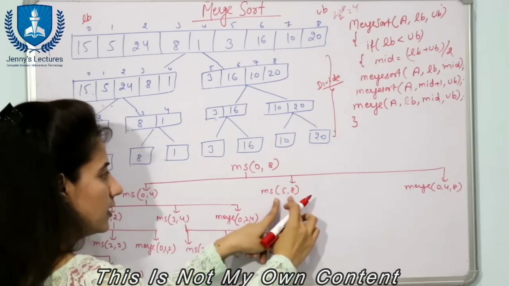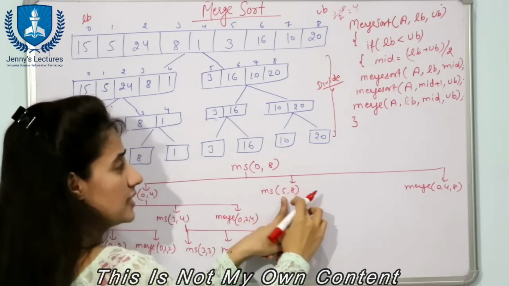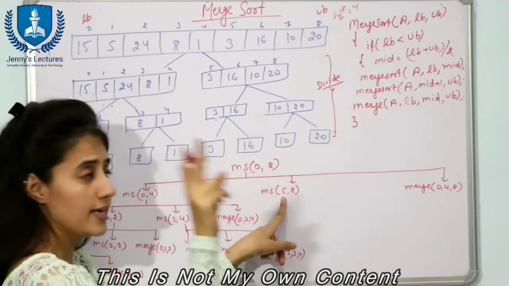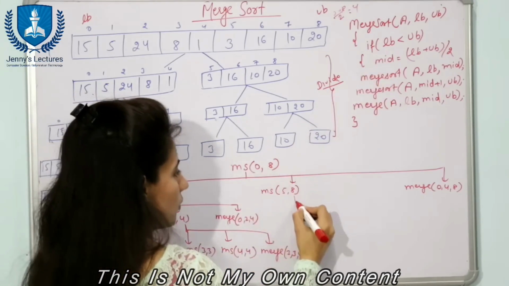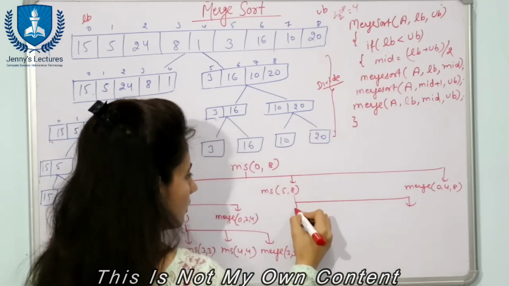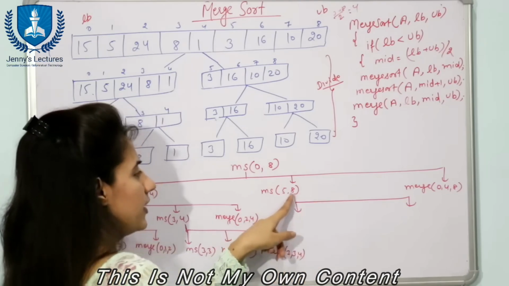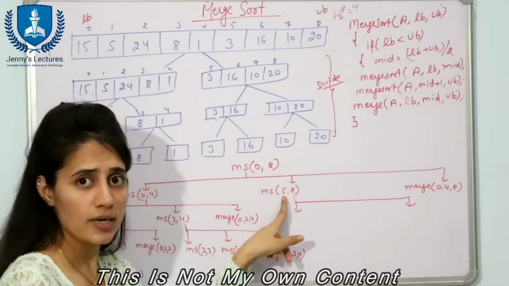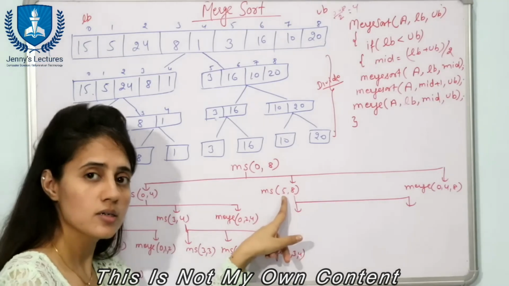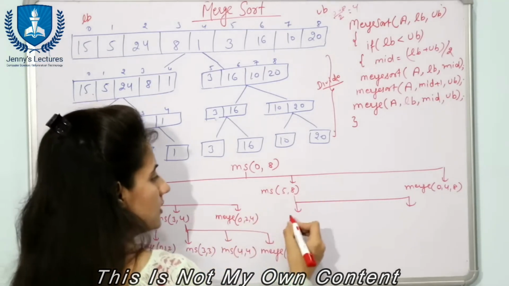Then finally this one. Merge sort 5 to 8. 5 is less than 8. Lower bound is less than 8. Yes. We are going to divide this one. Now see, calculate midpoint. 8 plus 5, that is 13. 13 divided by 2, that is 6. So middle point is 6.